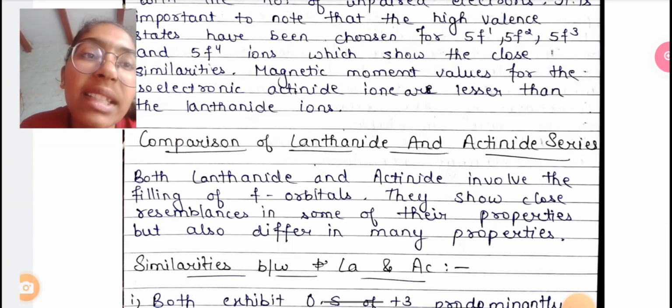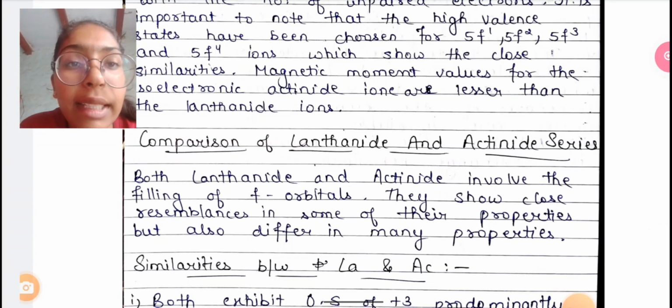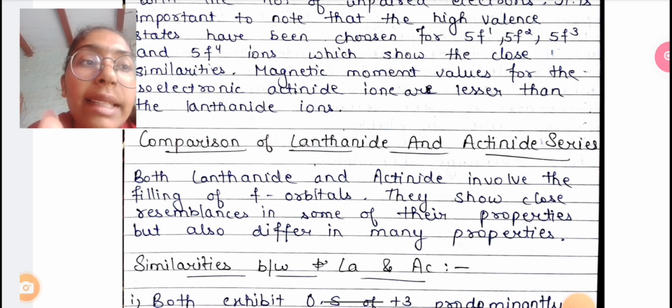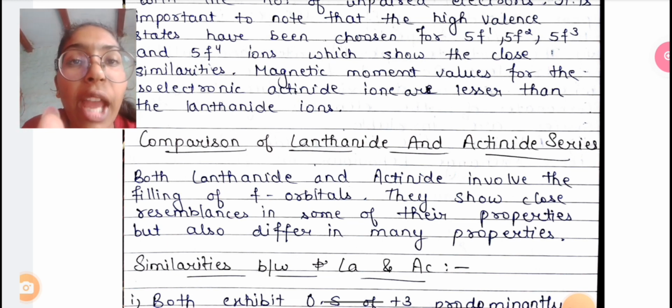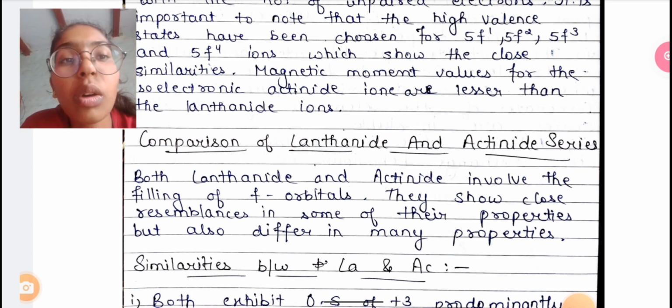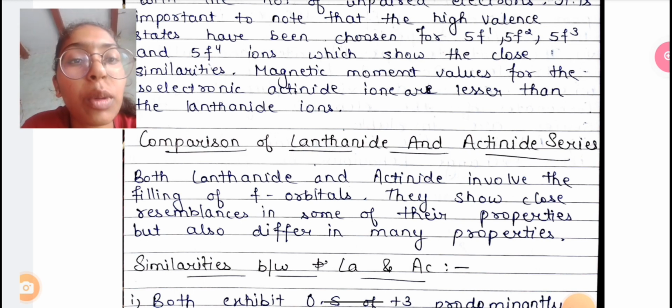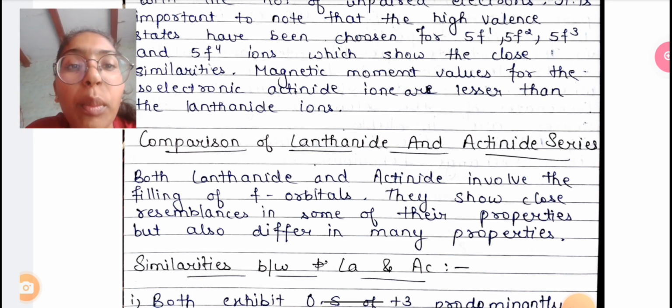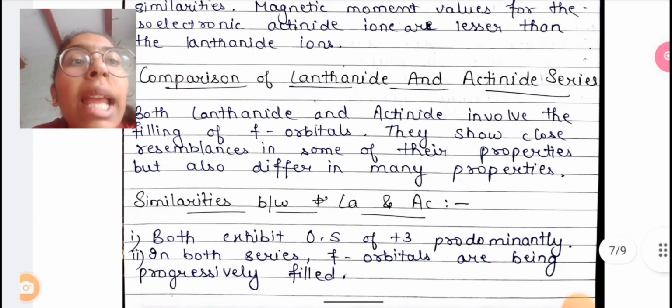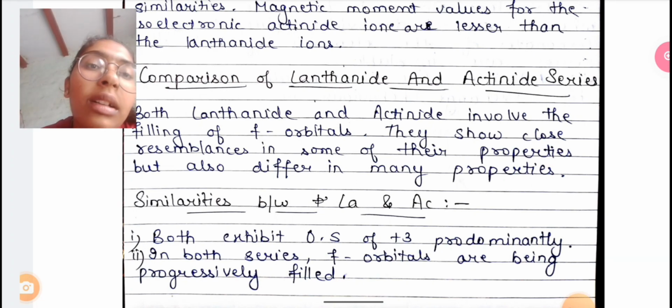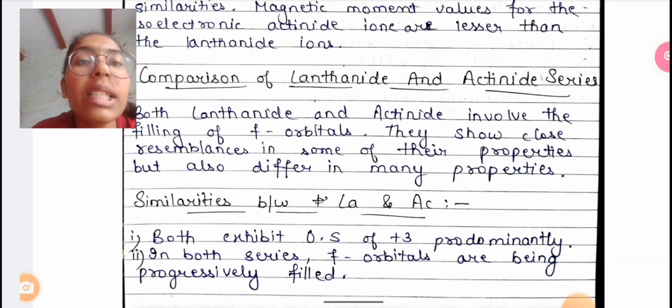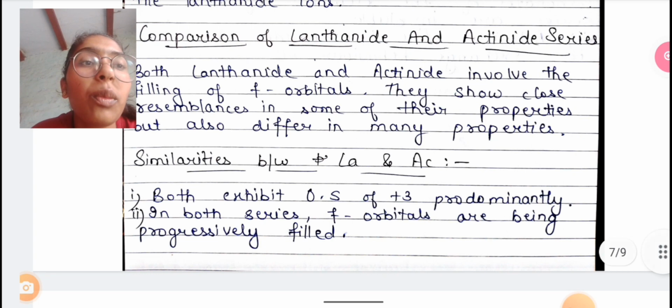Then, comparison of lanthanide and actinide series. Both lanthanides and actinides involve the filling of f orbitals. They show close resemblance in some of their properties but also differ in many properties. Some similarities between lanthanoids and actinoids are given below. First one is both exhibit oxidation state of +3 predominantly.